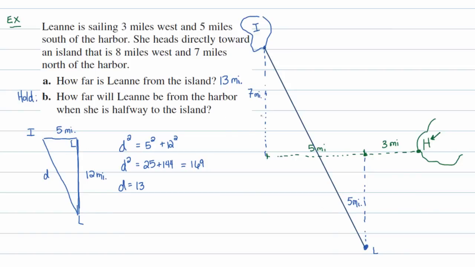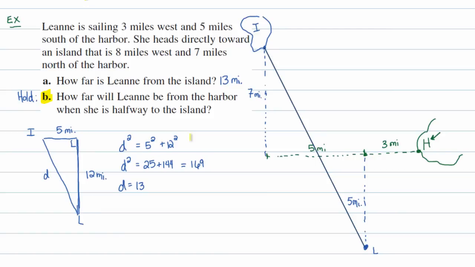And like I said, if you want to actually learn this concept, please go back to that lecture on the distance formula and watch that. But really, I placed on hold part B because I needed the midpoint formula to do part B. So we're going to do part B at this point, right here. How far will Leanne be from the harbor when she's halfway to the island?